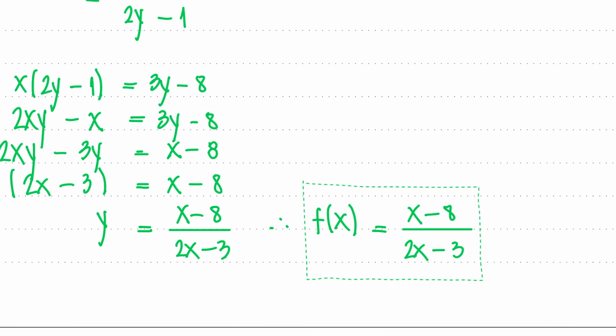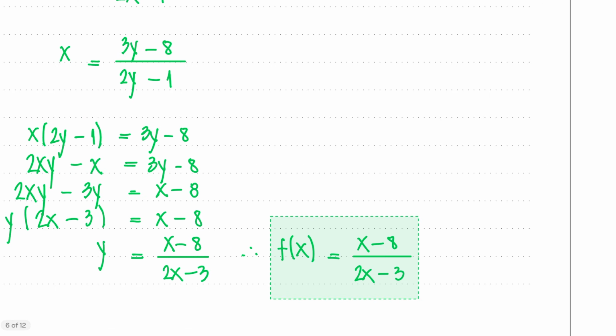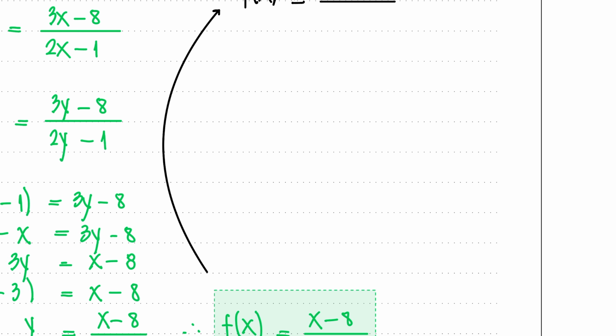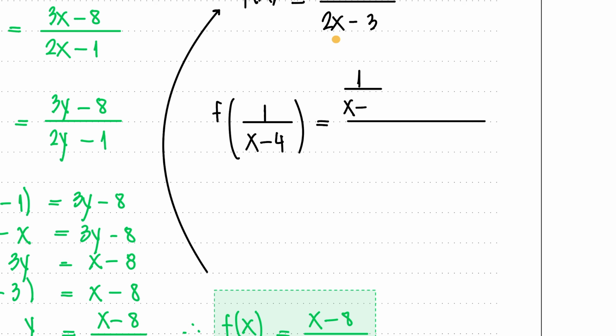Are we done? Not quite, but almost. Given that we have f of x now, we can indeed find f of 1 over x minus 4 by replacing every x value by 1 over x minus 4. So again, given that f of x is x minus 8 over 2x minus 3, our f of 1 over x minus 4 is equal to 1 over x minus 4 minus 8 over 2 times 1 over x minus 4 minus 3.